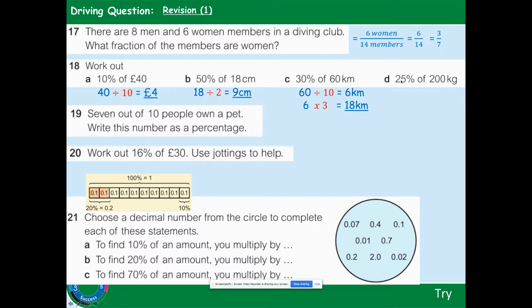25%. This is again one of those three fractions that I asked you to remember. I know that that's a quarter, so I can just divide by 4. It's 50. If you couldn't remember that that's a quarter, you could find 10%. You could half that 10% to find your 5%, and you could double the 10% to find your 20. Add the 20 and the 5 together, and you will still get 50 kilograms.